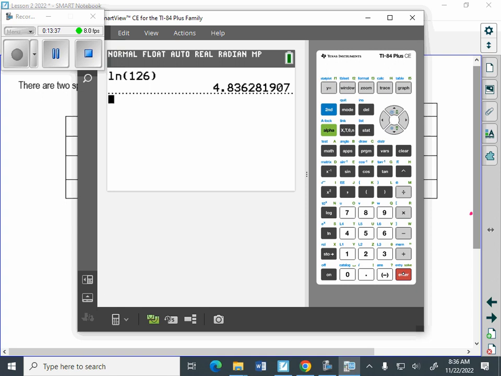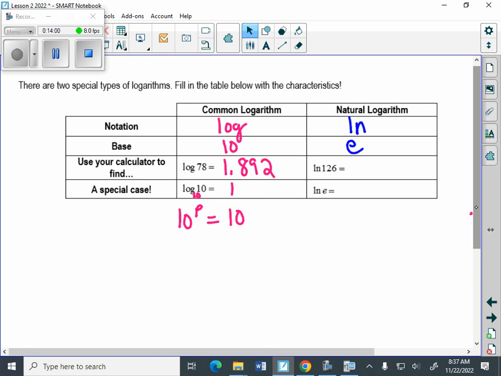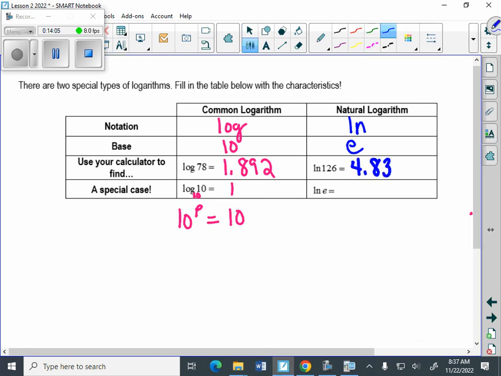The other one, the special case, is the natural log of e. Reminder that e is second in the division symbol. And then we can look at that as well, just to save a little bit of time while we're on the calculator. So there are two numbers, 4.836 when we round it appropriately. And the natural log of e is 1.